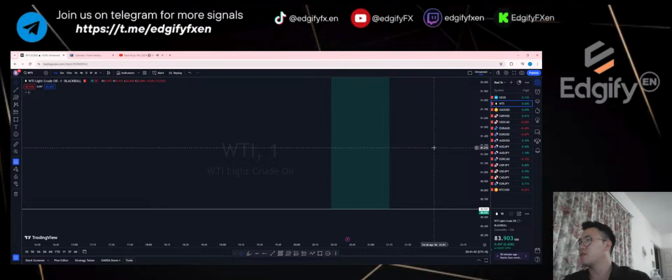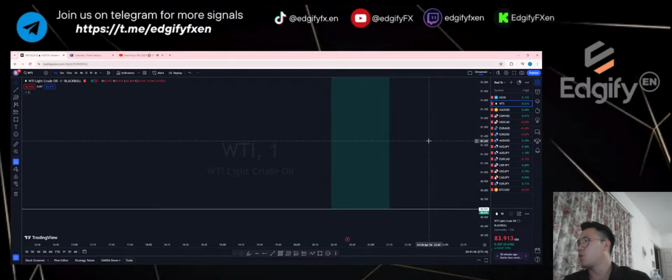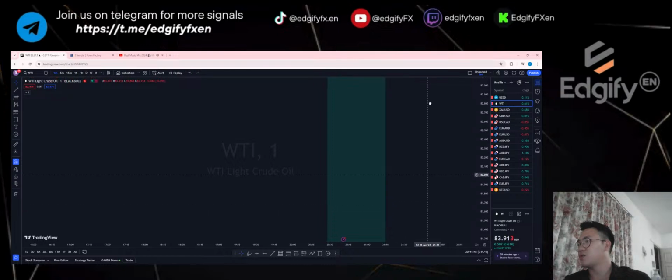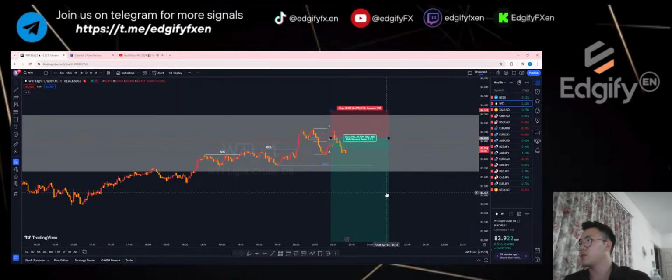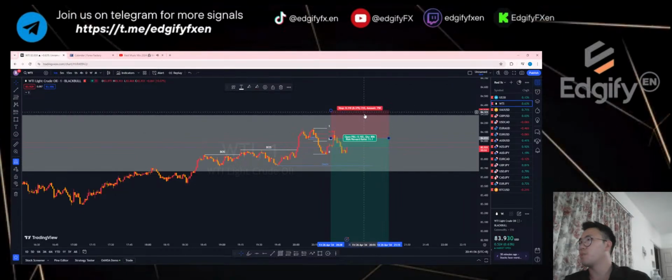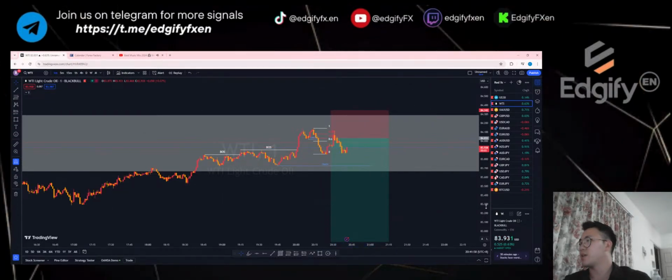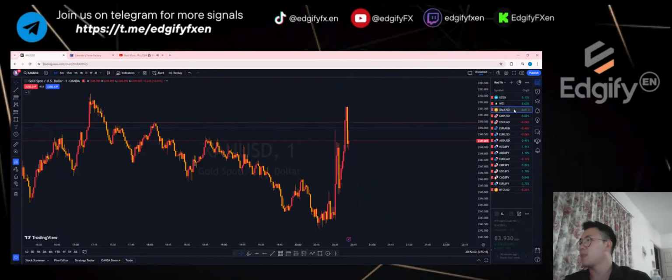All right, and for my TP I'm targeting the 15-minute low, which is at 80.591, which is a total of 344 pips. The stop is only at 31 pips. So you guys can monitor this and see if you manage to catch this trade.